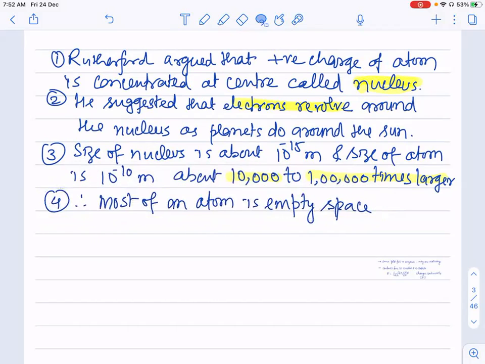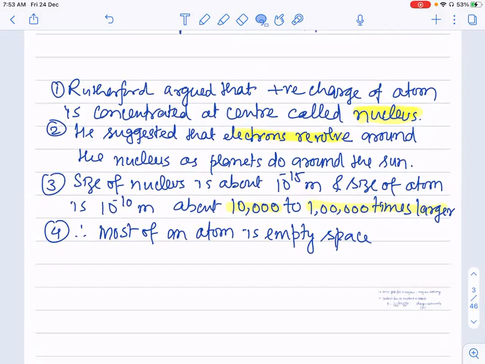So that means atom size is 10,000, even greater than 10,000 times. So there is a lot of free space, almost empty है. 99.9% mass तो nucleus के अंदर है. That is also very small. So that's how this latest model came into existence.